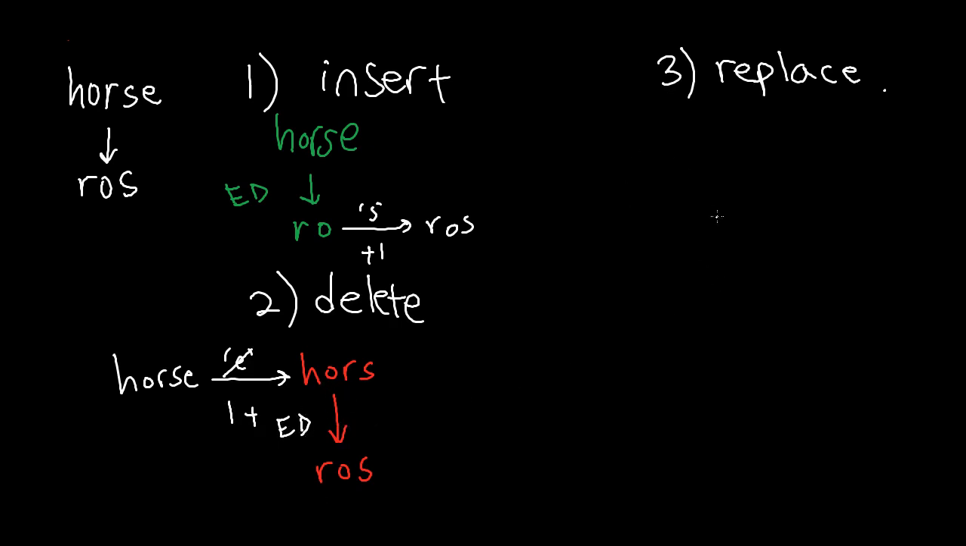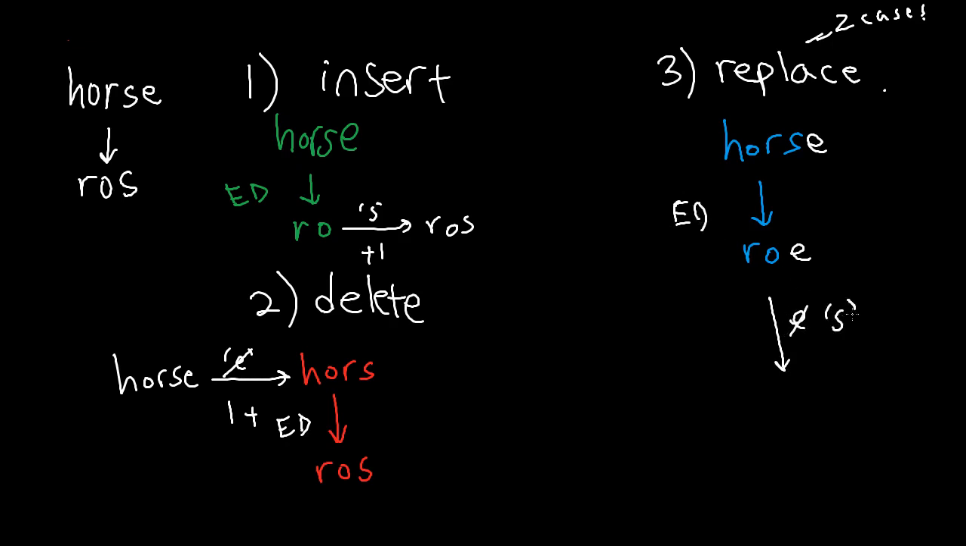Now the third case, it's a little bit tricky. There's actually 2 cases here, but for now I'll just go over the first one, which will be with respect to this example here. So what we want to do here is we know the subproblem of going from horse into row. And then all we do is we carry over this e from the beginning into our subproblem, and then we just add on 1 step here. So this has some edit distance, and then we just replace this e with an s to get Ross.